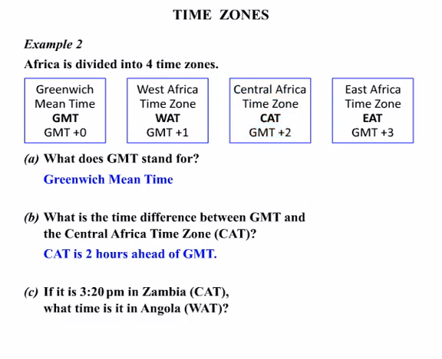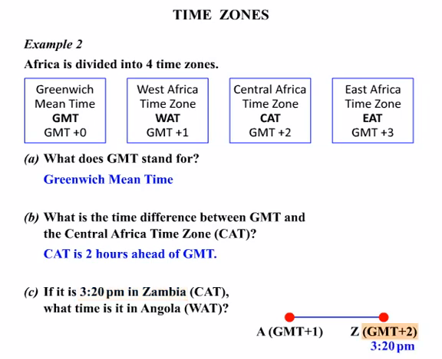Now in part C we're asked, if it's 3:20 p.m. in Zambia, which is in the Central Africa time zone, what time is it in Angola, which is in the West Africa time zone? Let's see Zambia there, the Central African time zone, that's GMT plus 2. And Angola in the West Africa time zone, that's GMT plus 1. Well, let's draw ourselves up a number line again. Now Angola is going to be further west or to the left of our timeline, and Zambia will be further east or to the right. Now we're told here that it's 3:20 p.m. in Zambia, so put that on our timeline as well.